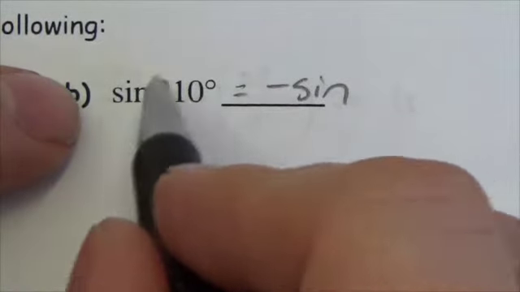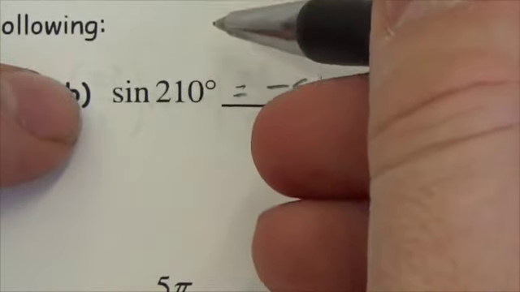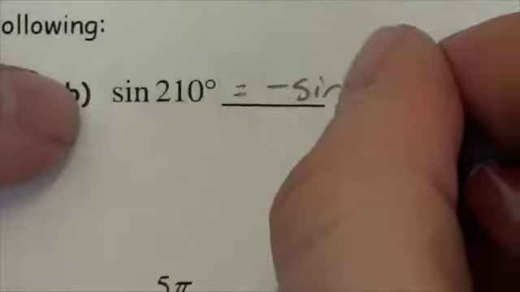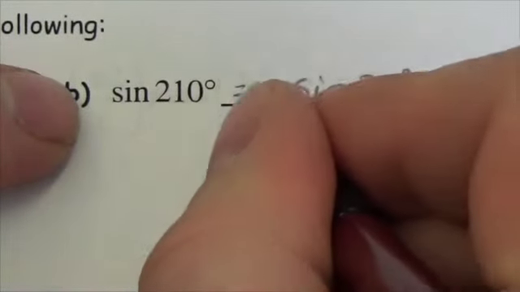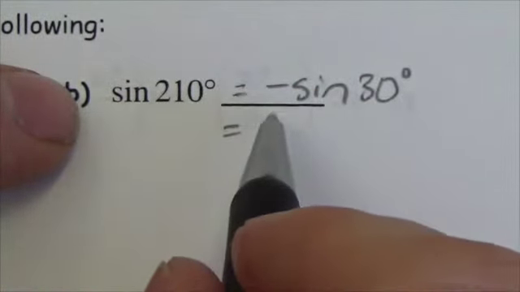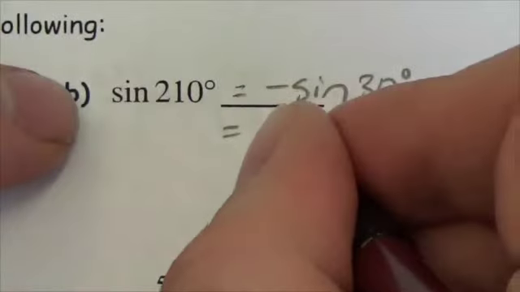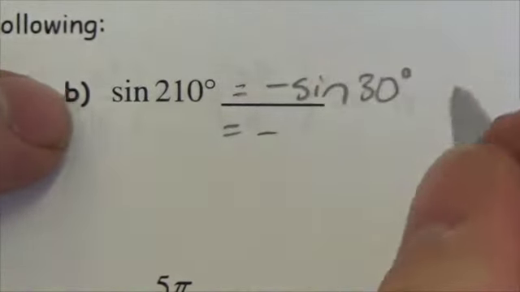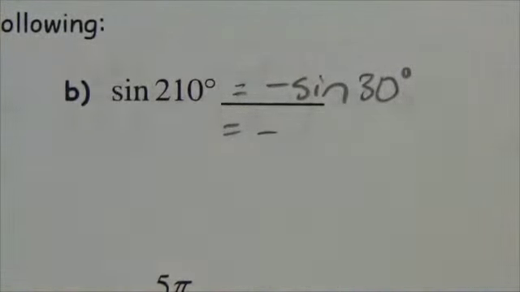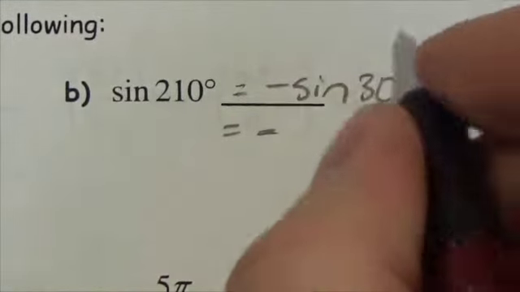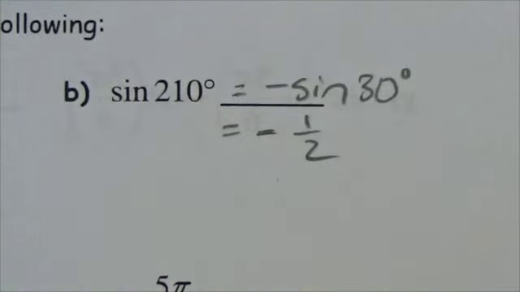What reference angle do I associate with 210? That's a little bit beyond 180. In fact, it's 30 degrees beyond 180. So the answer here is the sine of 210 is equal to the negative sine of 30 degrees. And I know that the sine of 30, if I look it up on the chart here, I look at the y-coordinate on the unit circle, that's a half, so the answer is negative 1/2.